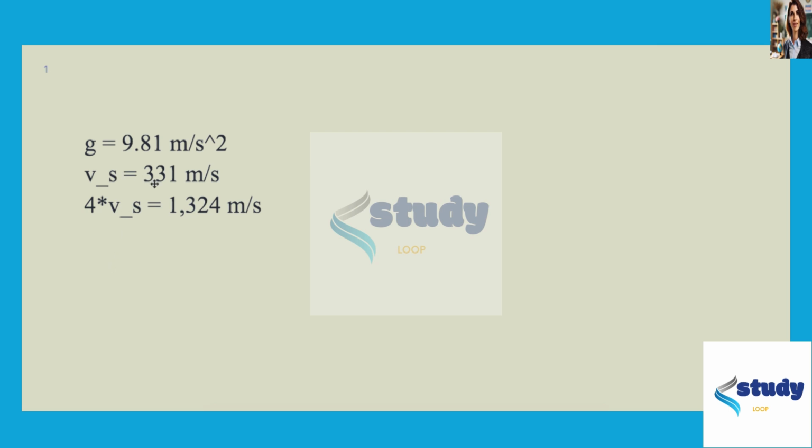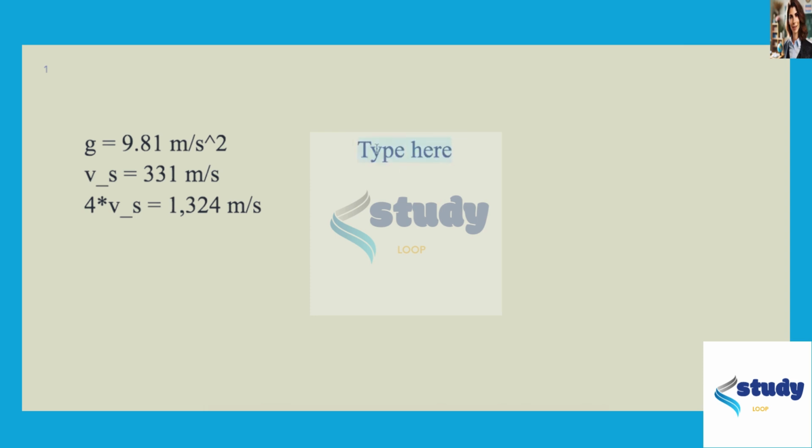The speed of sound is 331 meters per second. 4 times the speed of sound is 1,324 meters per second. And g, we know, is 9.81 meters per second squared. That's just the acceleration on the surface of the Earth. So we want to find the shortest time that a jet pilot starting from rest needs to reach Mach 4.